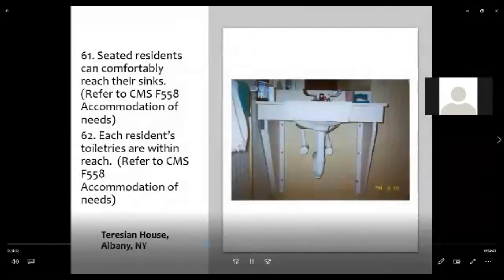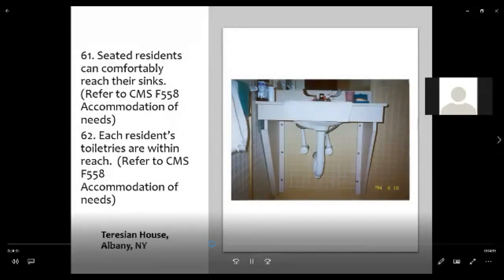It can be however it works in your building. And then 61, seated residents can comfortably reach their sinks. Sadly, have you ever seen a person trying to brush their teeth, but they're so short and little, they can't really even see the sink. And so we've found at the same home in New York, that there are sinks, such as this one apparently, that are movable. You could actually adjust the sink up and down, and the PVC piping can be changed to come with it. Wow.